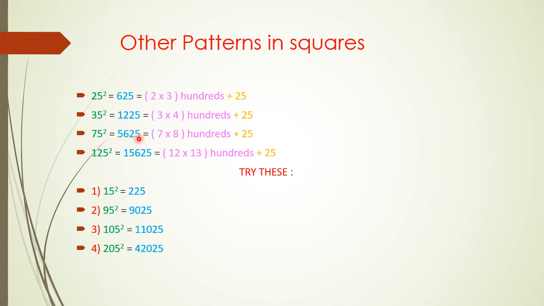And here 75 square. 5 coming, we write 25. Okay. And then this 56, how do we get? 7 and the next number 8. Multiply 7 and 8, multiplying we get 56. So that much. 7 into 8, 56. We cannot write 7 into 8 plus 25, then it will be some different number. So 7 into 8, that much hundreds. So 5600 plus 25. So we get 5625. Okay. This is the understanding of how we got this answer.